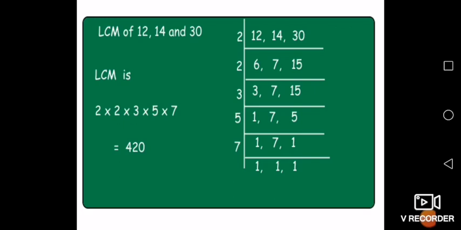Now we will see how you will use this method for solving questions from the exercise. So let's begin our exercise 4.4.